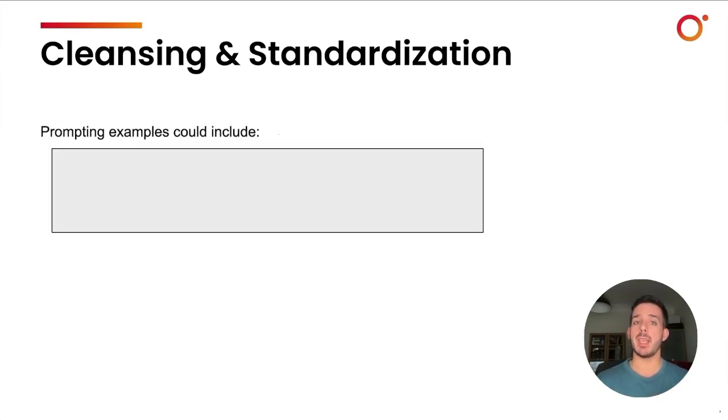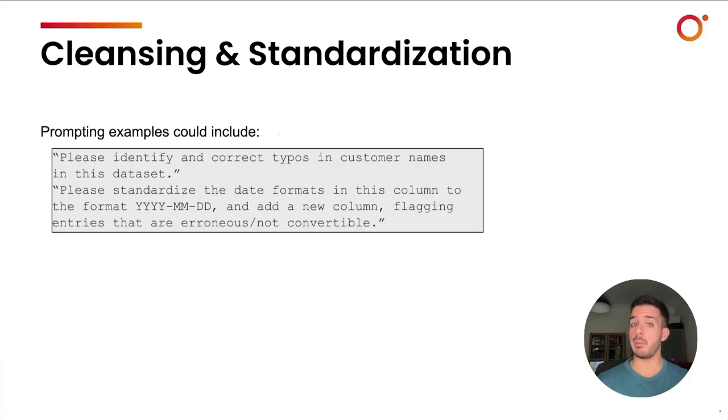When you are performing cleansing and standardization with GenAI, what are some examples of prompting here? Well, for example, you can say, hey, please identify and correct the typos in customer names in the specific dataset. Or please standardize the date formats which are present in this column to always be the format year, month, day, and maybe add a new column that flags entries which are erroneous or not convertible. For example, if they don't have a date, or if they have dates that have weird values, such as, for example, having a value that is higher than 12 for the month and so on. So basically noting down what are the values that cannot be converted with this criteria and noting that down.